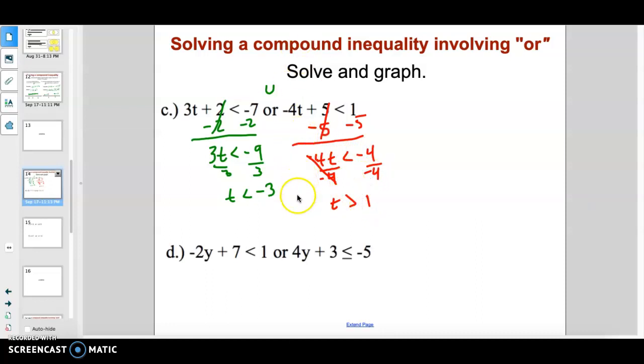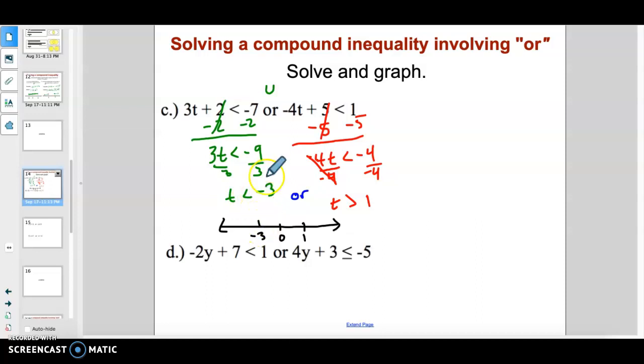Still in the middle of both of these is the word "or." So when we graph this, we're going to graph a number line that has -3 on it and 1 on it. And if you want to put 0 in there somewhere, you can. So we're going to graph both of these on the same number line. I'm going to graph that t < -3.